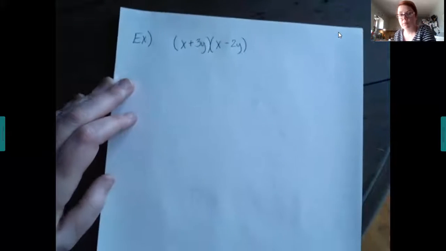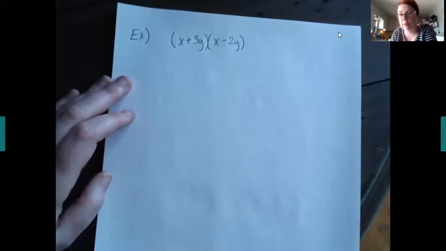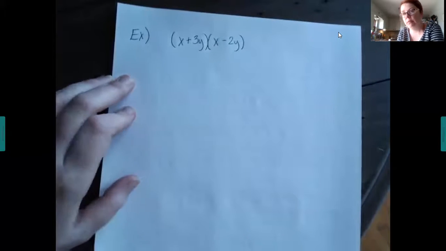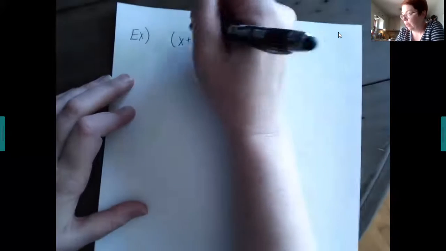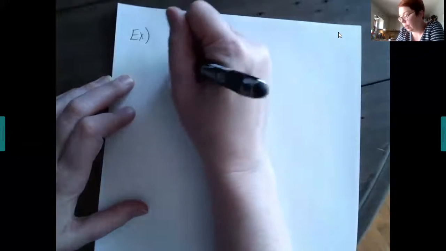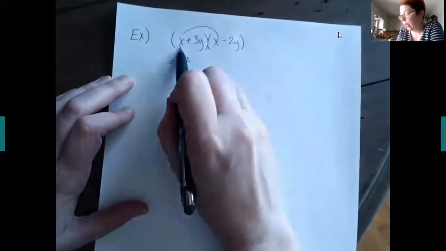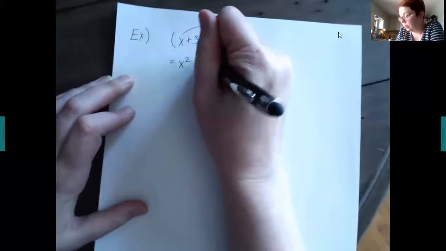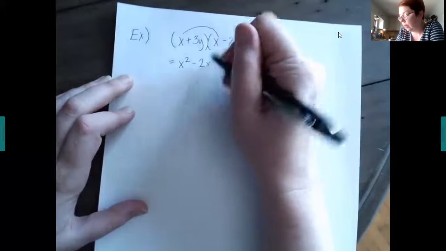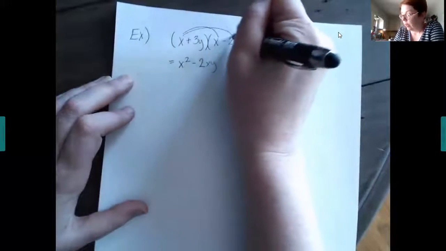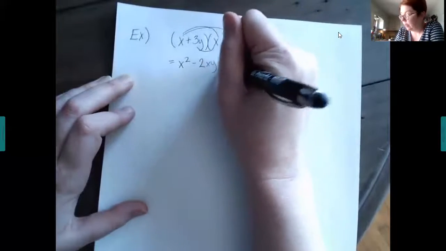So what happens when they start bringing in other letters, right? The process is still the same, just got an extra variable there. So here we have x times x, so that'll be x squared. x times this, nothing to combine. One has an x, one has a y. Do that. And then we multiply this.